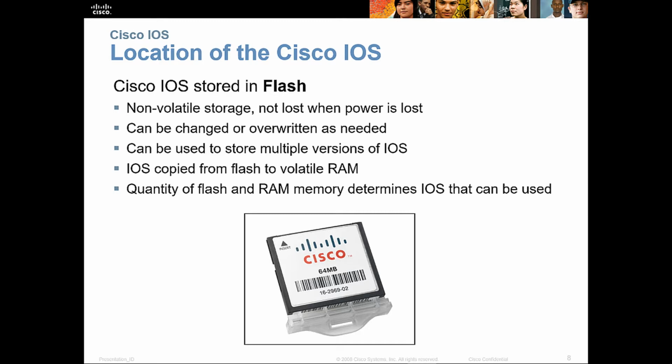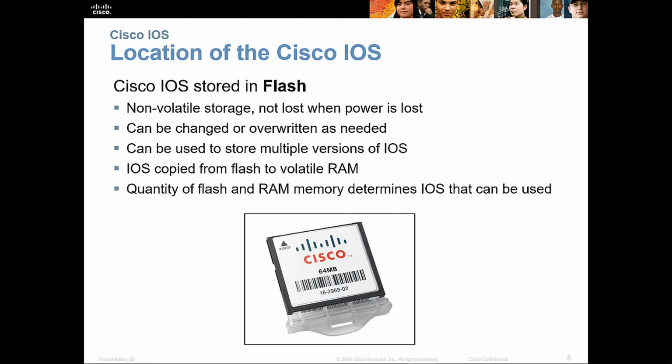So where is the operating system stored? On a hard drive, it's stored in some type of long-term storage. In a Cisco device, normally it is stored in flash. Flash is non-volatile storage, meaning it won't lose its settings or storage when power is lost. It can be changed or overwritten as needed. It can be used to store multiple versions of an IOS. That way you can tell it what IOS to load.